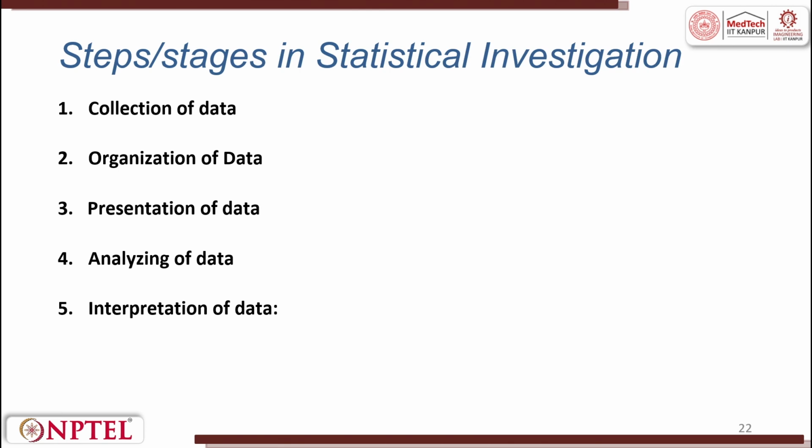Stages or steps in statistical investigation. First, we collect the data. Data collection could be primary or secondary. Primary data concerns which specific parameter you are going to work upon, which range you are going to work in, what your overall domain of work is. That is the primary data selection criteria.